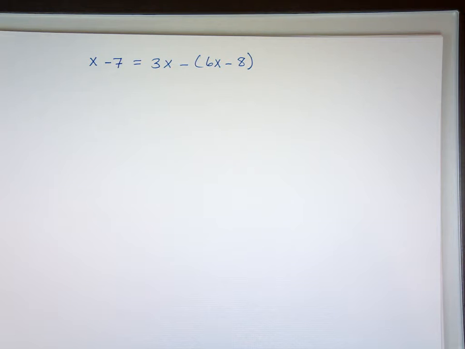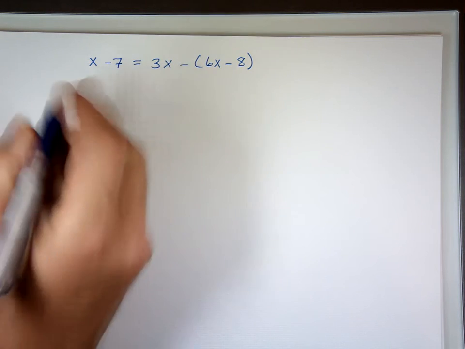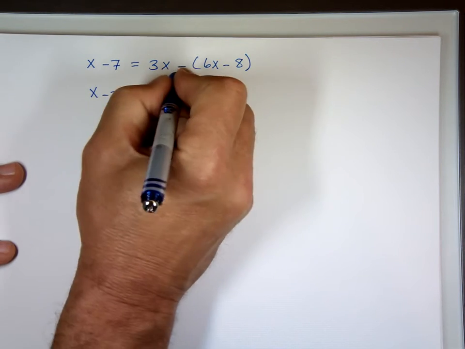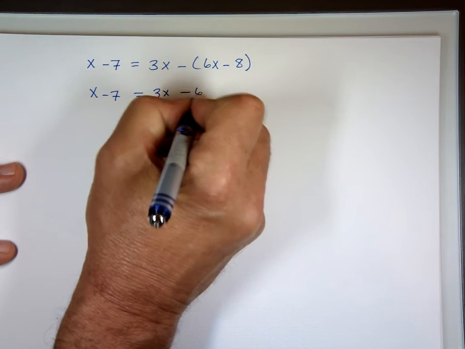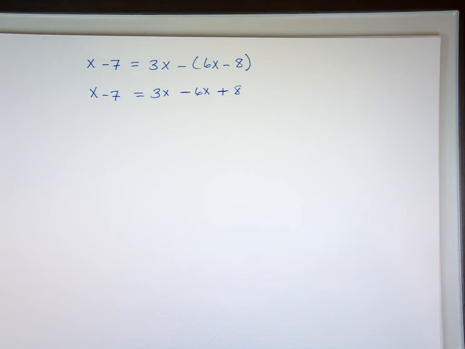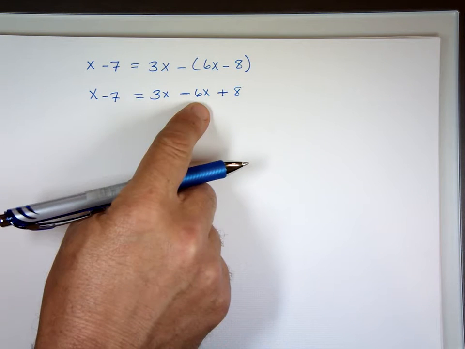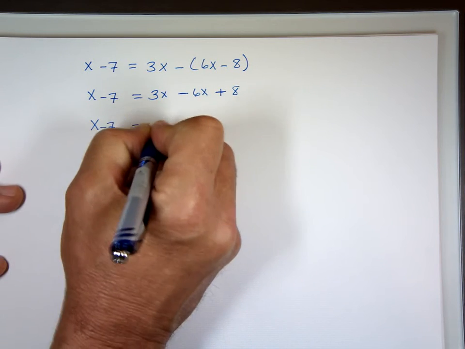What's the first step here? What do you think? Take care of that minus. Distribute that sign, right? So that would be x minus 7 equals 3x. A minus sign in front is going to change all the signs on the inside. It's going to make it negative 6x plus the 8. And before I start moving x's to one side, let me clean this side. Let me simplify it. What is 3x minus 6x? Isn't that negative 3x?